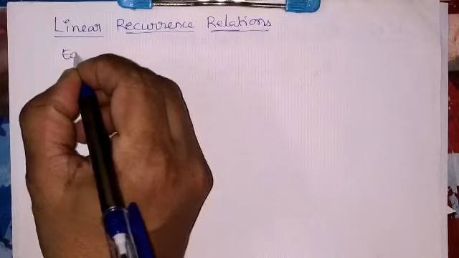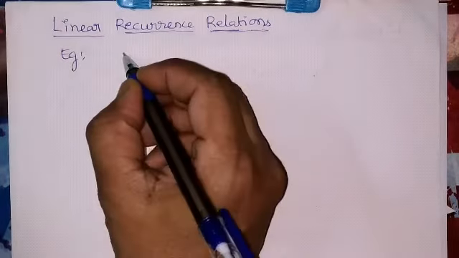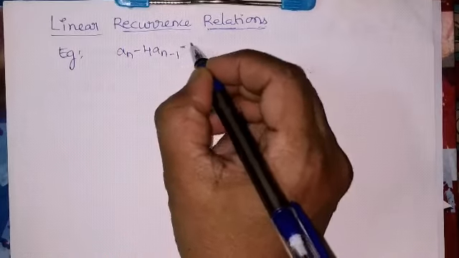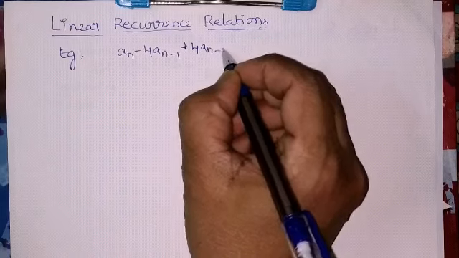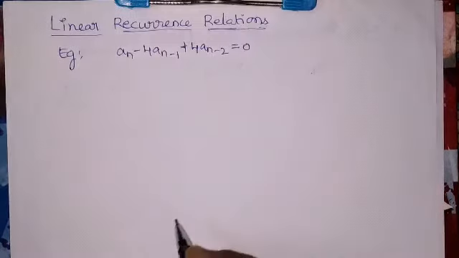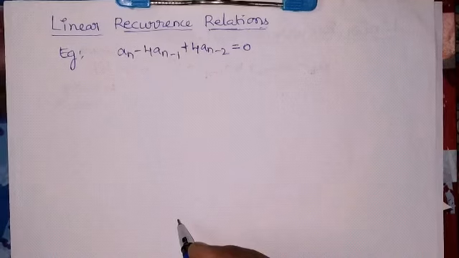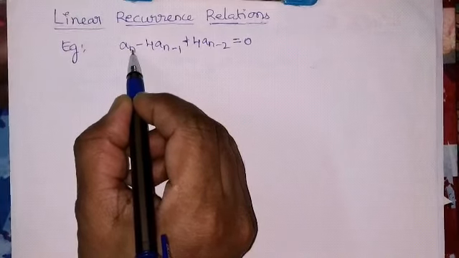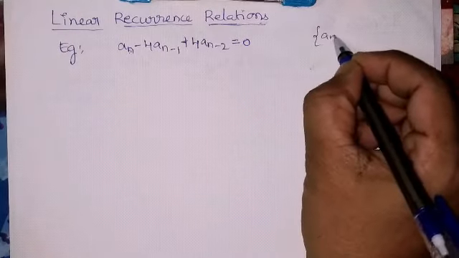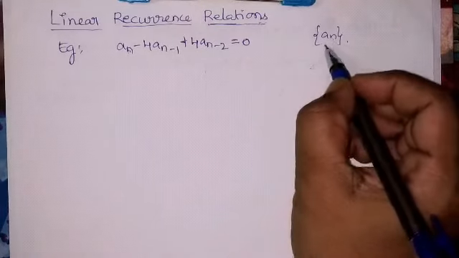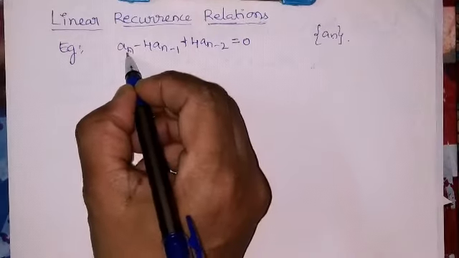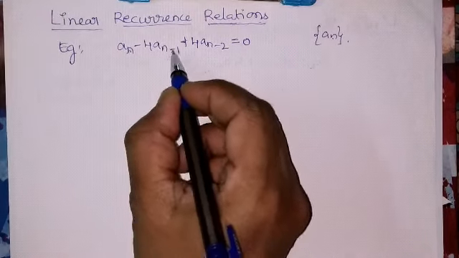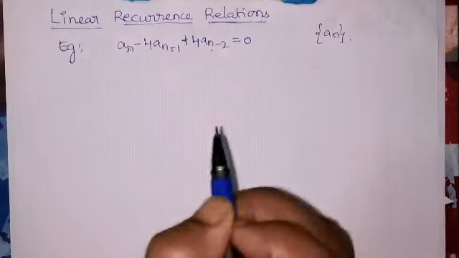Suppose we are given an equation in the form a_n minus 4 into a_(n-1) plus 4 into a_(n-2) is equal to 0. Here, this a_n, if considered as the nth term of a sequence, is called the nth term. Its previous term is a_(n-1) and the next previous term is a_(n-2).